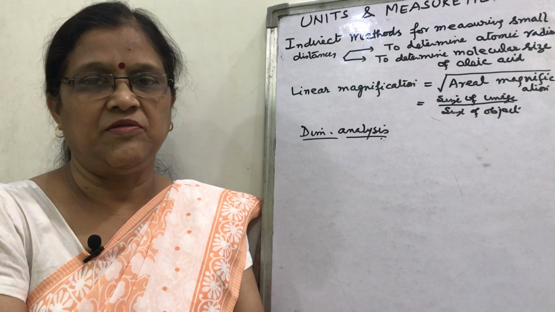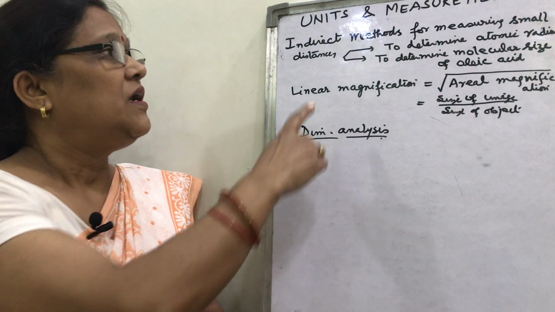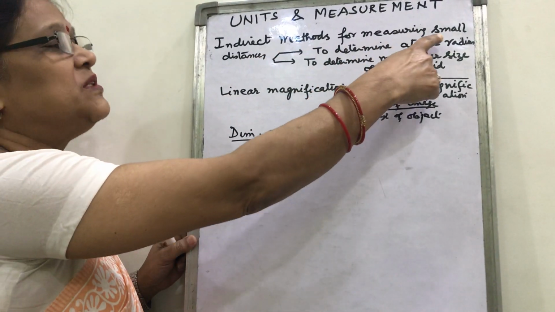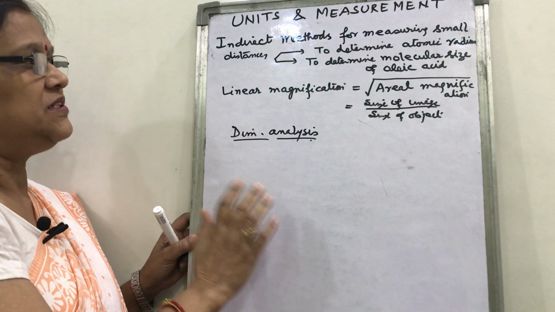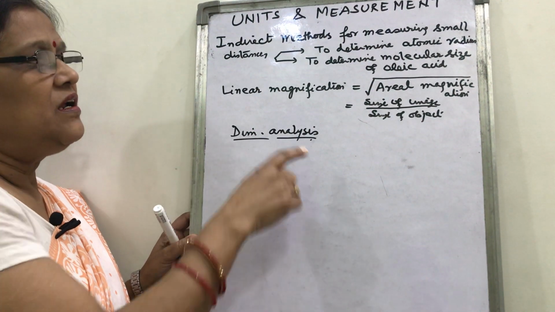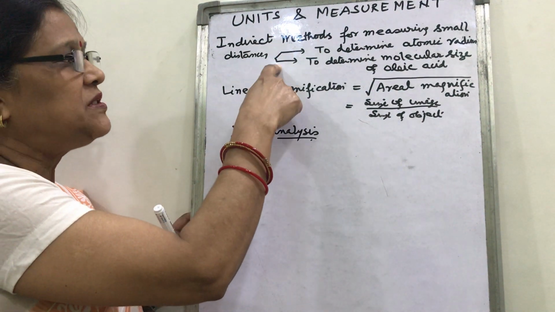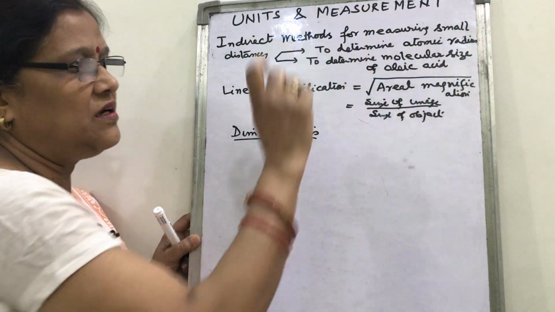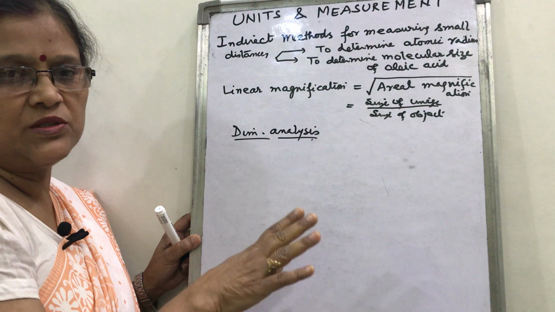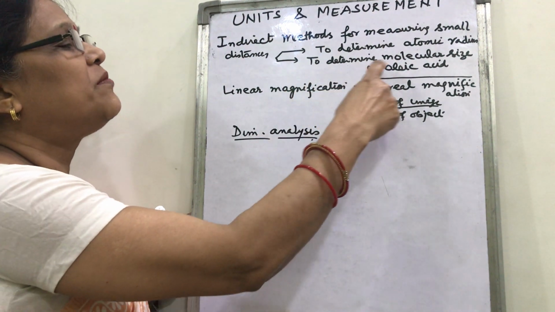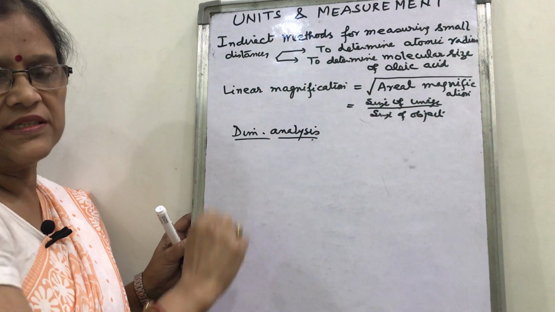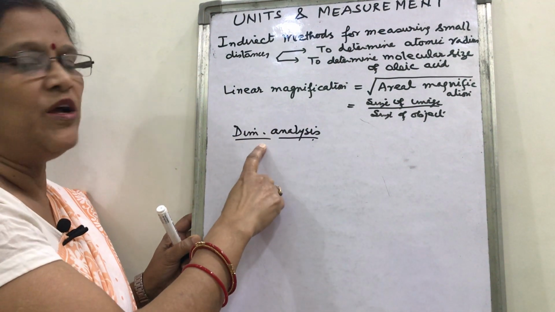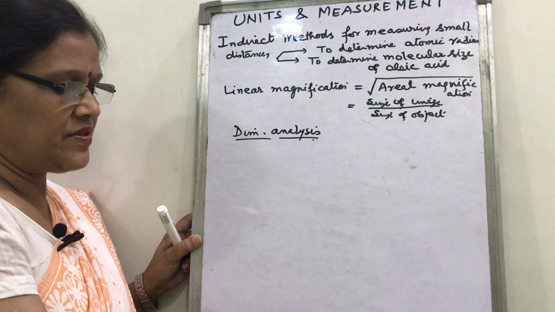Let us start with the topic units and measurement. Indirect methods for measurement of small distances, and I will give the measurement of small distances in terms of: to determine the atomic radius using Avogadro's hypothesis and to determine molecular size of oleic acid. Then linear magnification and dimension analysis complete.